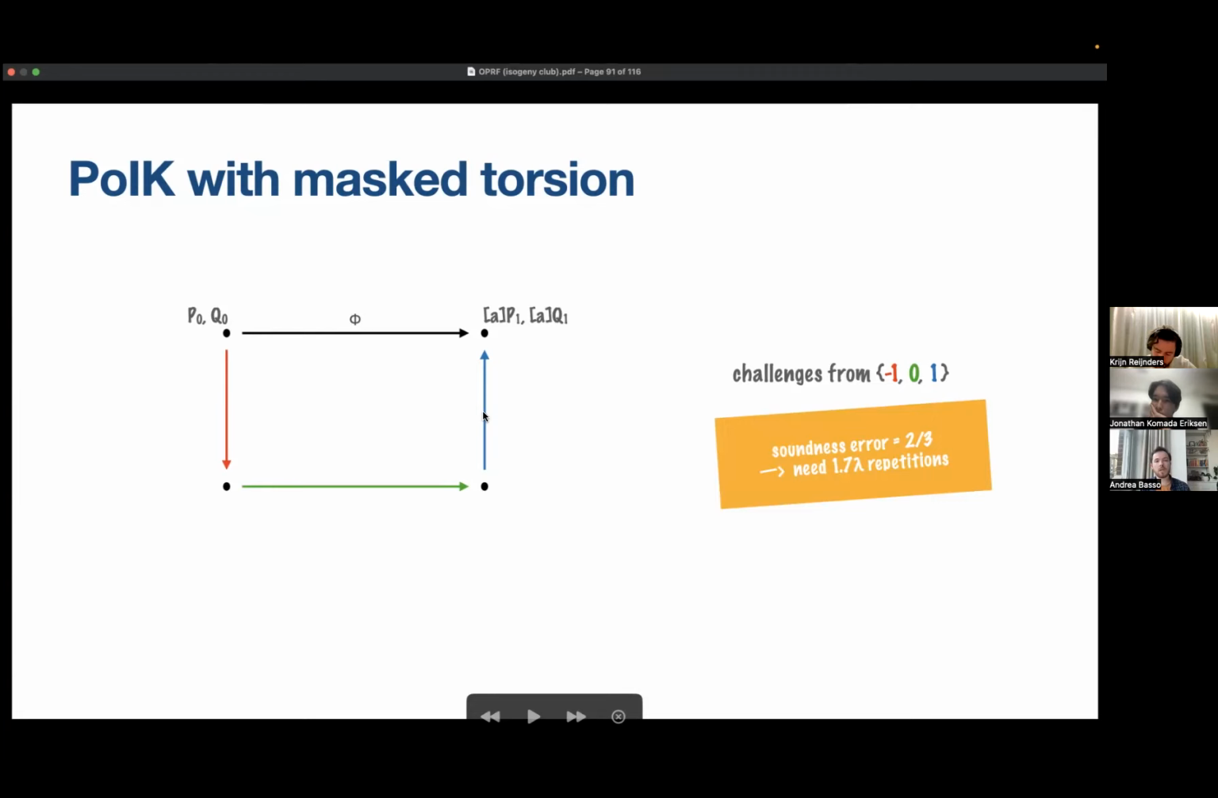Then, to guarantee the correctness of the points, the images, what we do is that we map the points P0, Q0 across the 3 edges. In order to do so, we do require a significantly larger prime because we want the degree of these isogenies to be co-prime with both the degree of the isogeny that we're proving knowledge of and the order of the points. But if we accept that, we can get a proof that works with masked torsion.